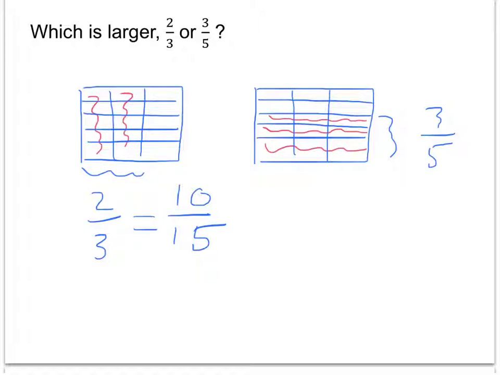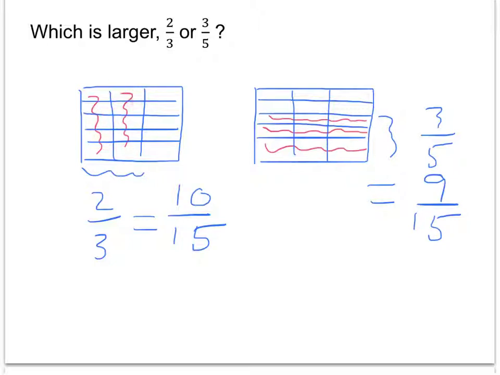Well, let's do the same thing over here in this picture. We see that again we've got three columns, 5 pieces in each column, so there's a total of 15 pieces. But now, look how many pieces are shaded. We've got 3, 6, 9. Only 9 of them are shaded. So this fraction 3/5 is equal to the fraction 9/15. Okay. And so now let's compare these fractions 10/15 and 9/15. We can compare these two fractions because the pieces are all of the same size.